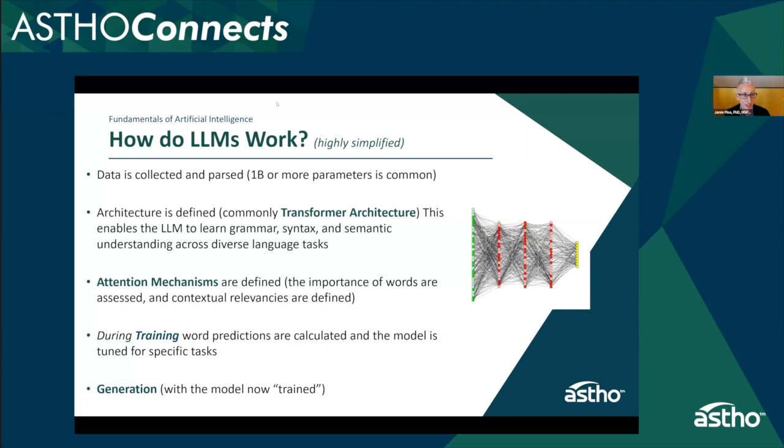Then the model is trained. And during training, the predictions are calculated and the model is tuned for a specific task. And then finally, with the new model now trained, generation occurs. So this is where outputs are provided to the person querying the model. And that's a quick summary of what an LLM is.